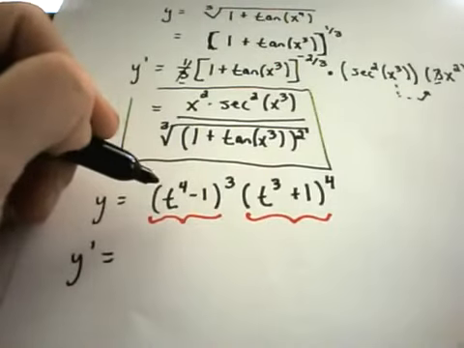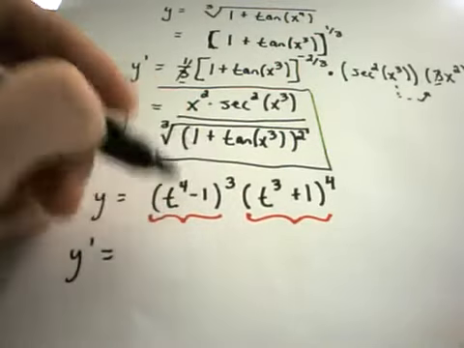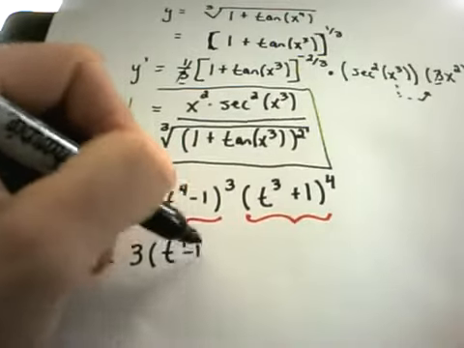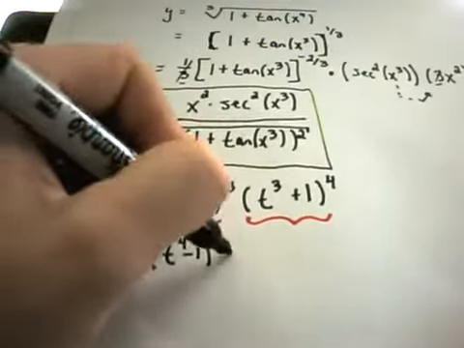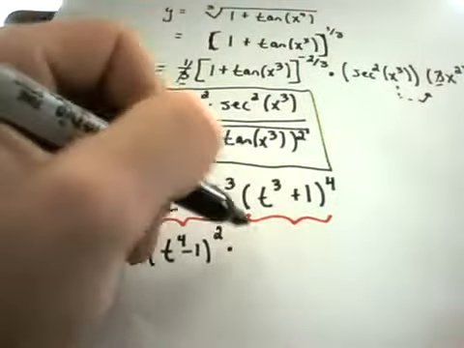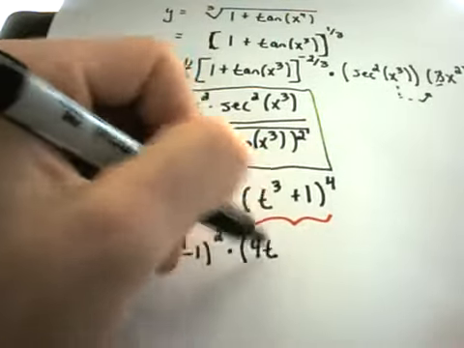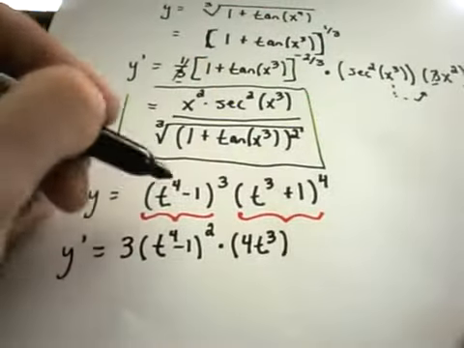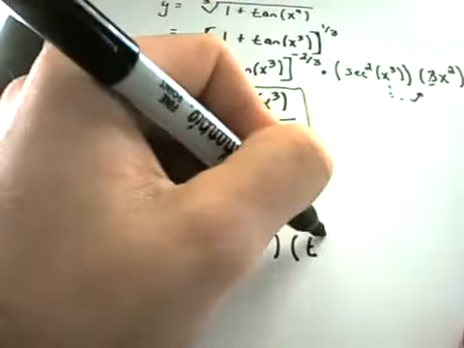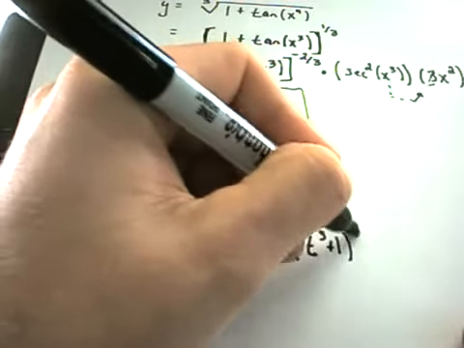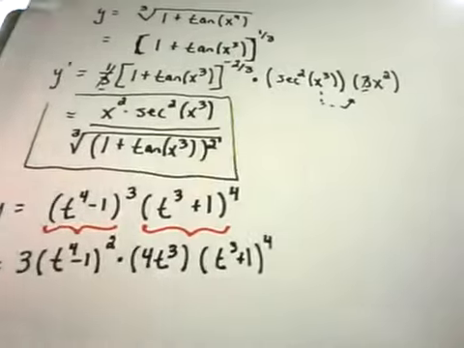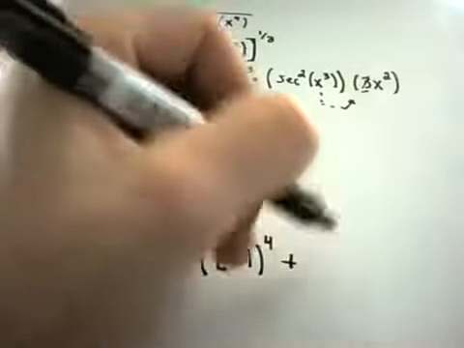So I'll start with the first factor first. So the chain rule says the 3 will come out front. We leave the inside part alone, take 1 away. Then I have to multiply by the derivative of the inside, the derivative of t to the fourth being 4t to the third. Okay, so that's the derivative of the first part, and we leave the second part alone, t to the third plus 1 to the fourth. And then remember, for the product rule, we put a plus in between there.